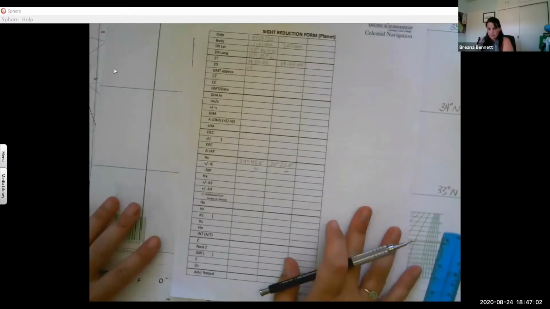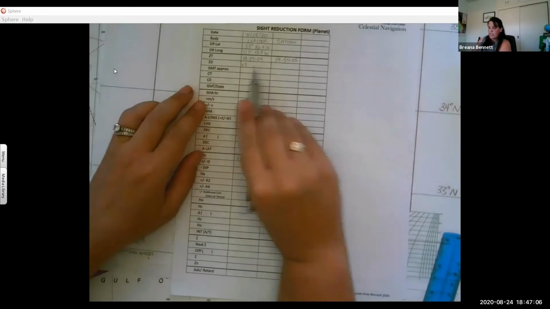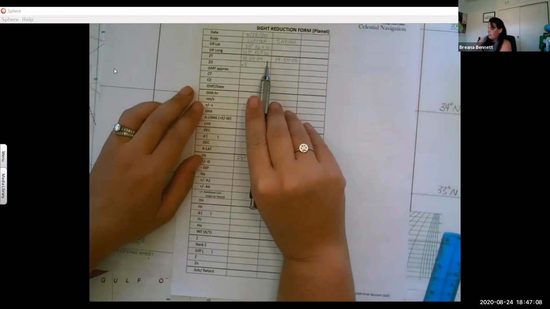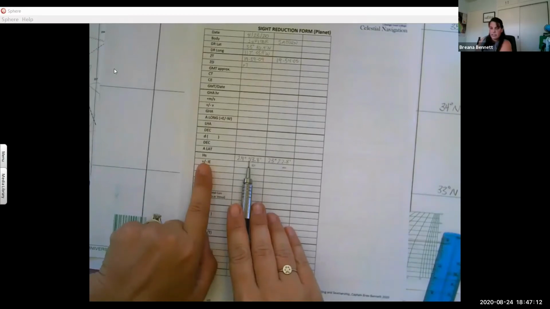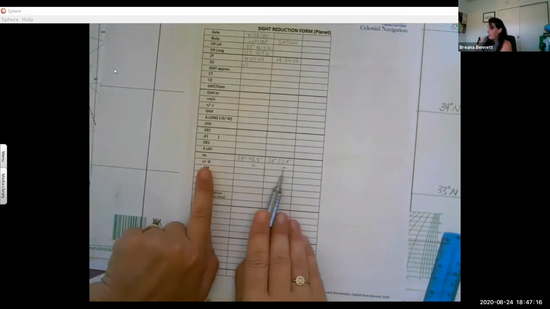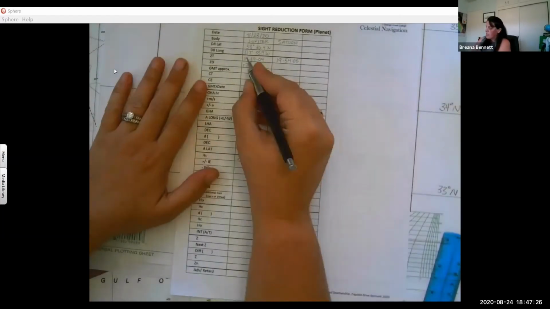This is today, so I'm going to put that right there. Okay. So I have the time of each observation, and then I put in the Ross sextant altitude for each observation, and then I have a 0 index error. So I will start at the top and we'll work our way down.